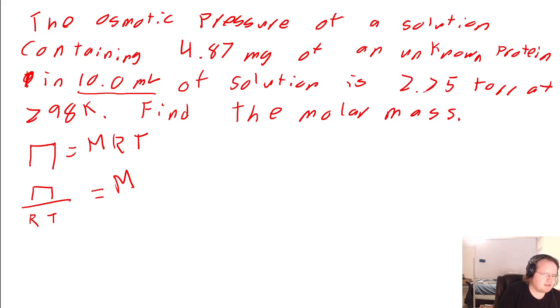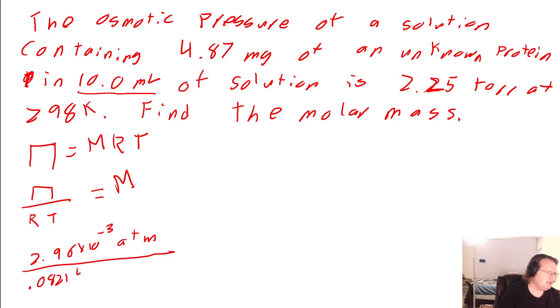Wow, I write badly. Let's at least make that look like a 2 and not a 7. Let me read my problem. Yeah, the work I worked out was for 2.25. So first we need to convert that to atmospheres by dividing by 760. And so this is going to give us an osmotic pressure of 2.96 times 10 to the negative 3 atmospheres, or 0.00296. Then we divide. Our R is still 0.0821 liters times atmospheres per mole Kelvin. It's a constant, so it's not going to change here. And then we have a temperature of 298 Kelvin.